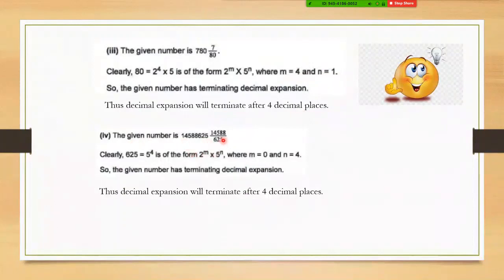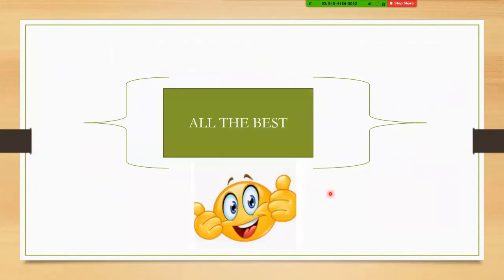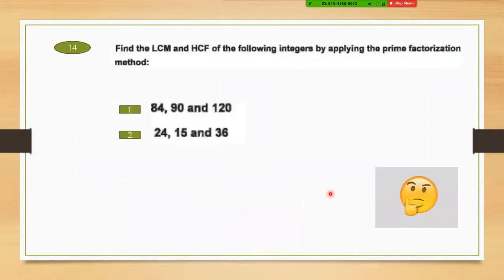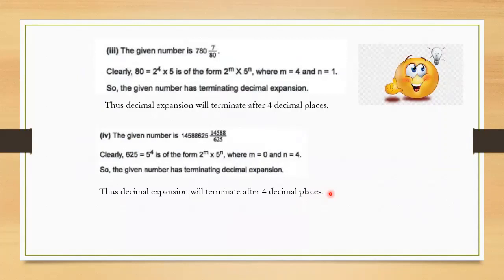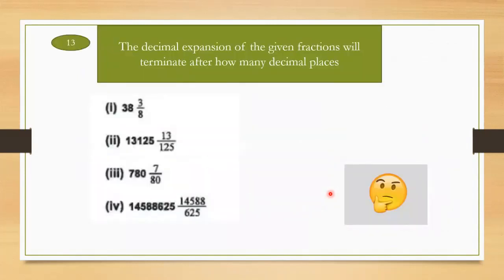Moving on to the fourth one. First check the simplification. It should not be further divisible. It should come to the simplest form. So it's already in the simplest form. So moving ahead, we have 625 as 5 to the power of 4. So we have n as 4, m as 0. So yes, the decimal expansion will terminate after 4 decimal places. This is an easy one. So just fast, let's wind it up. Were all of you clear with these type of questions, children?